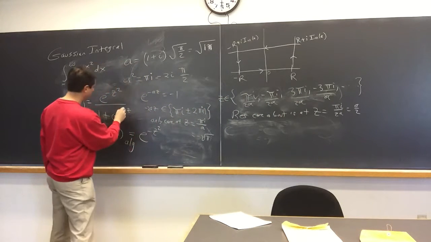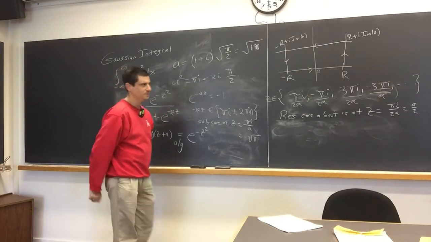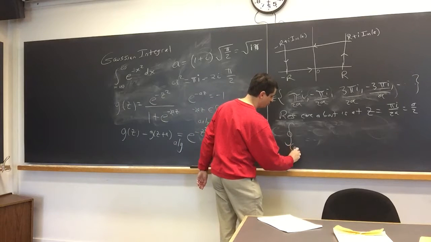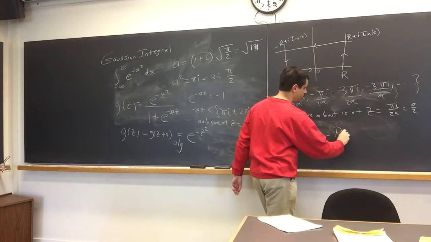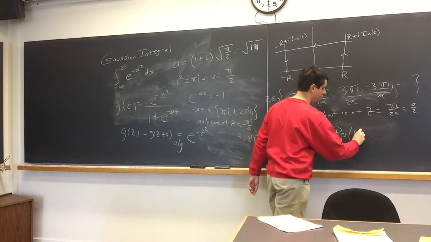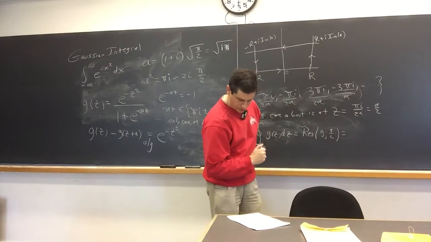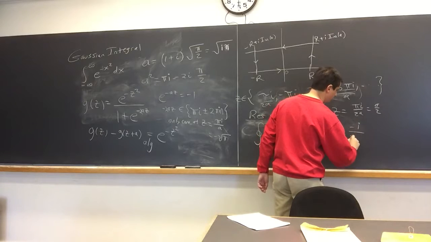So they just wanted a 2 over here to make the algebra come out right, because when you square this thing, you're going to get a 2. Okay, so now we would know that the integral over this closed curve of g of z dz is the residue of the function g at the point a over 2. And when you just go through and do the algebra, you get minus i over 2 square roots of pi.